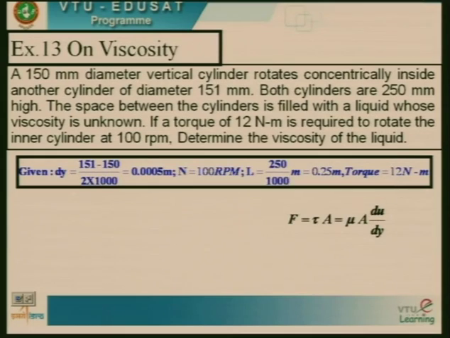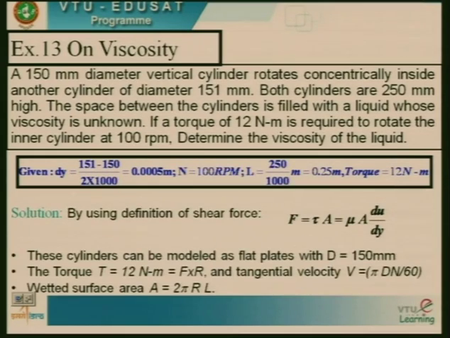Let us slightly move from the flat plate to another one. Let us read the statement of the question. My dear friends, be ready with your calculator, be ready with your page and pen, mark the diagram whenever I am saying. A 150 mm diameter vertical cylinder rotates concentrically inside another cylinder of 151 mm. It means outer cylinder is 151, inner is 150.